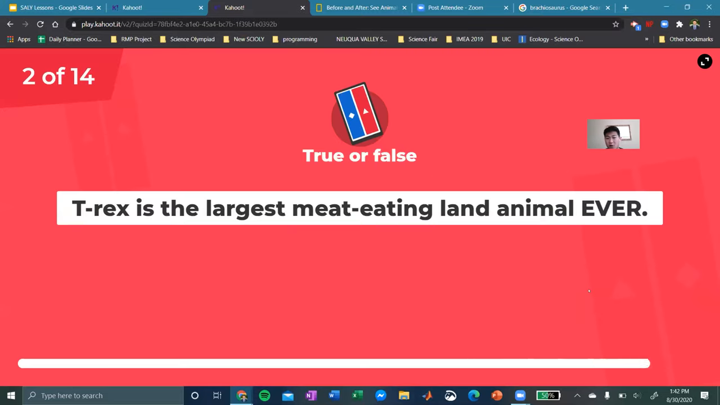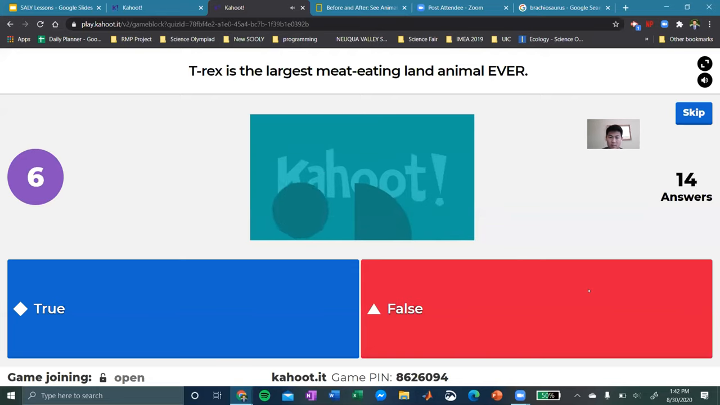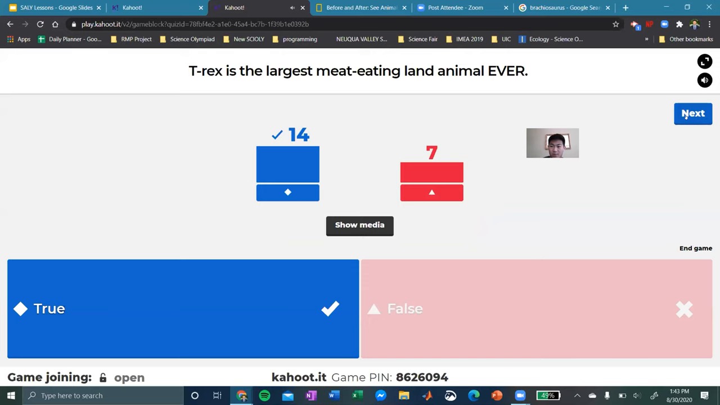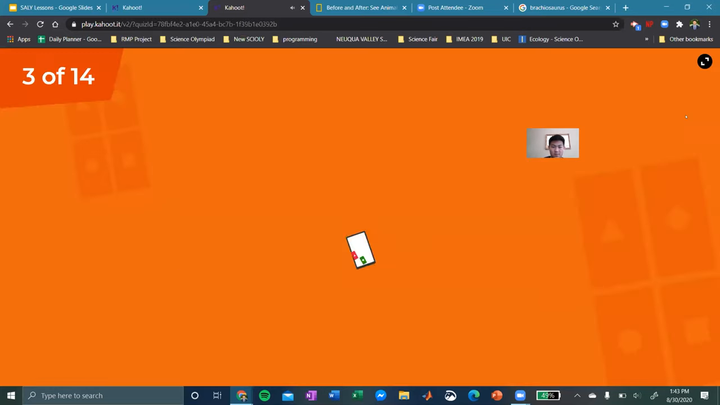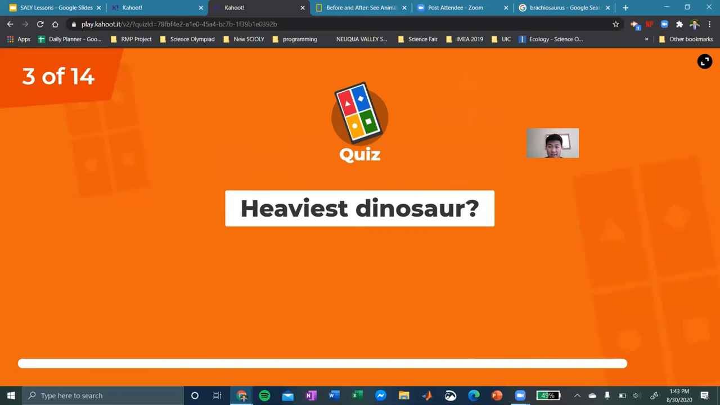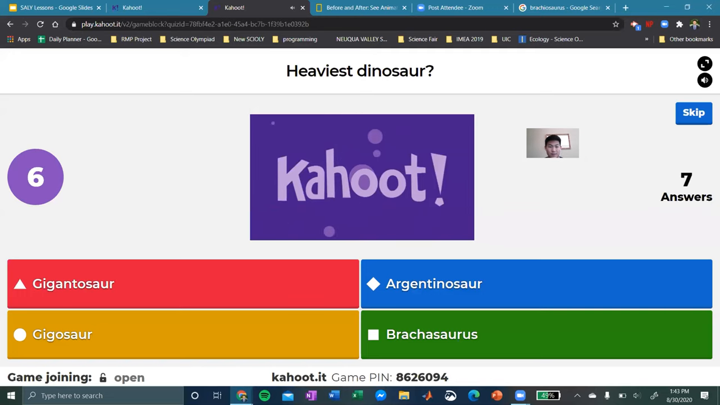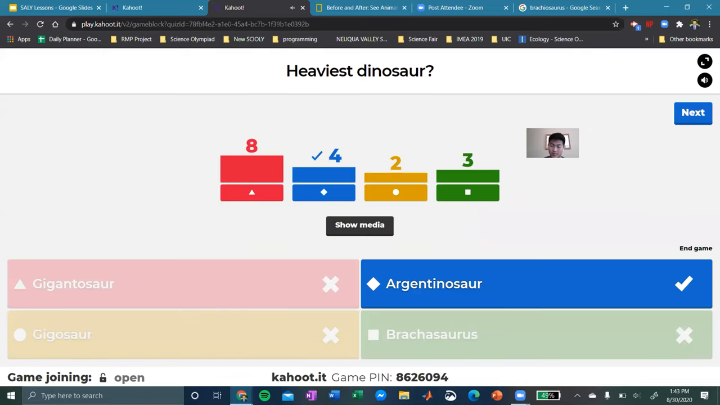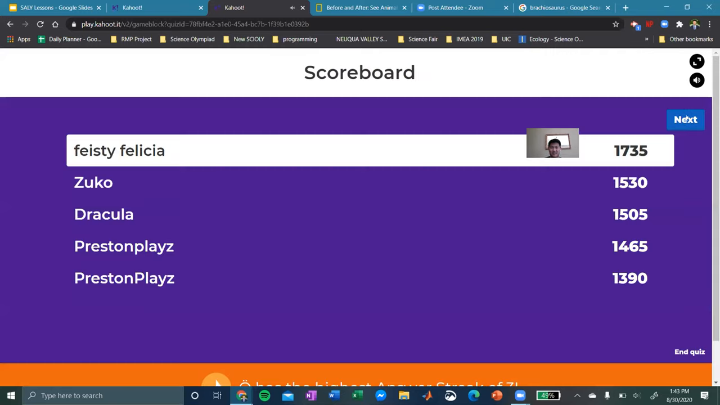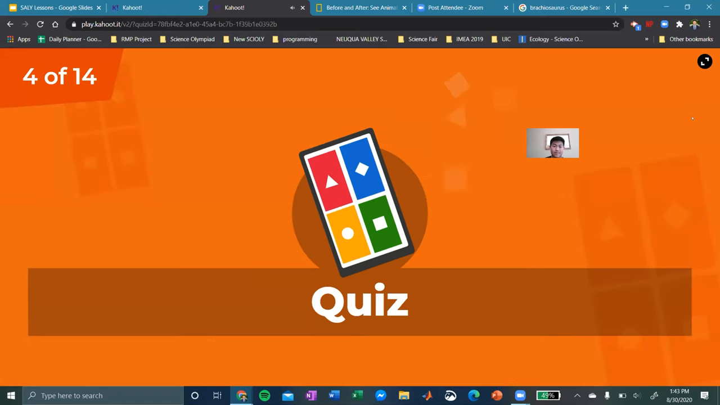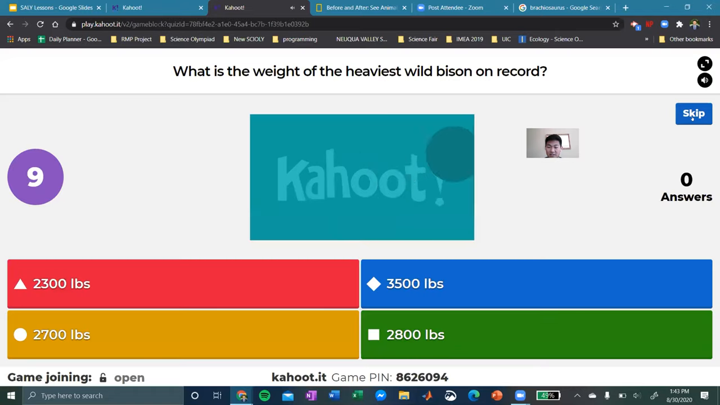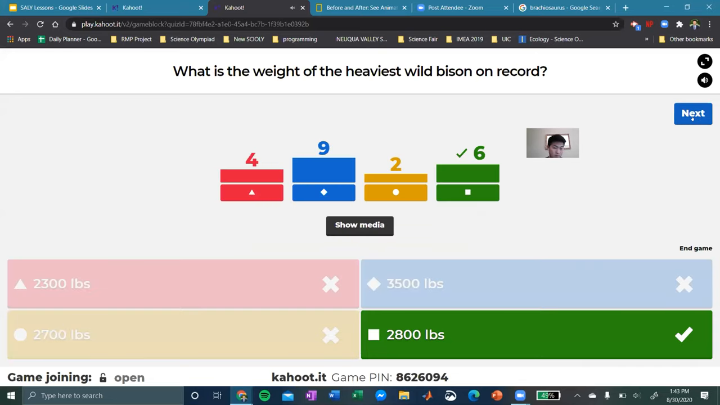Okay, true or false? The T-Rex is the largest meat-eating land animal ever. Okay, the answer is true. Okay, good job. Okay, what was the heaviest dinosaur ever? Okay, so the answer is the Argentinosaur. What is the weight of the heaviest wild bison on record? Okay, the answer is 2,800 pounds.